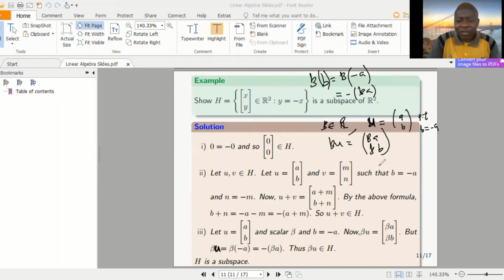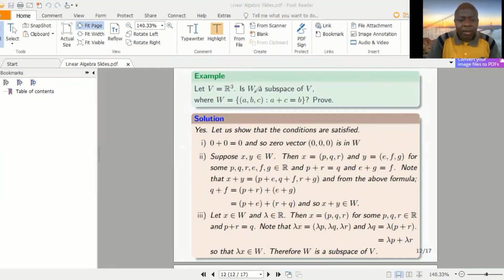So that means, therefore, beta U is in H. That's what I did here. And so the first condition was fulfilled, the second was fulfilled, the third has been fulfilled. Therefore, it means that it's a subspace. H is a subspace.